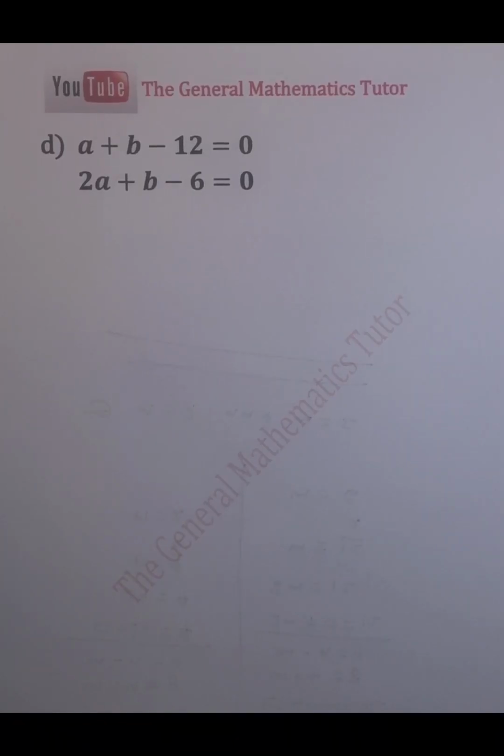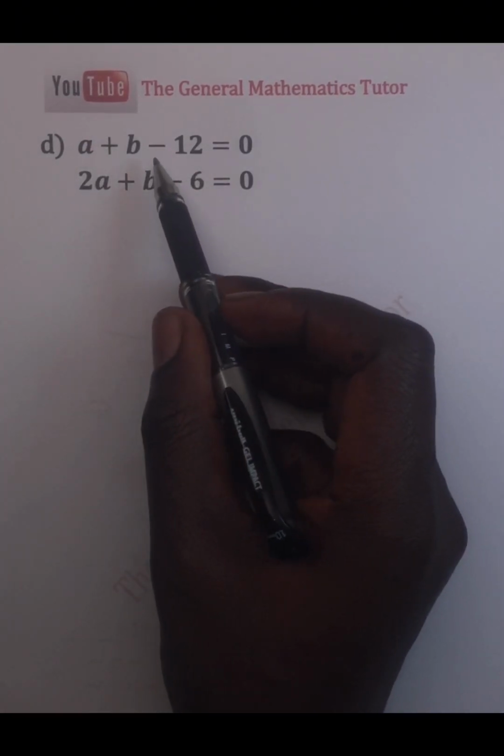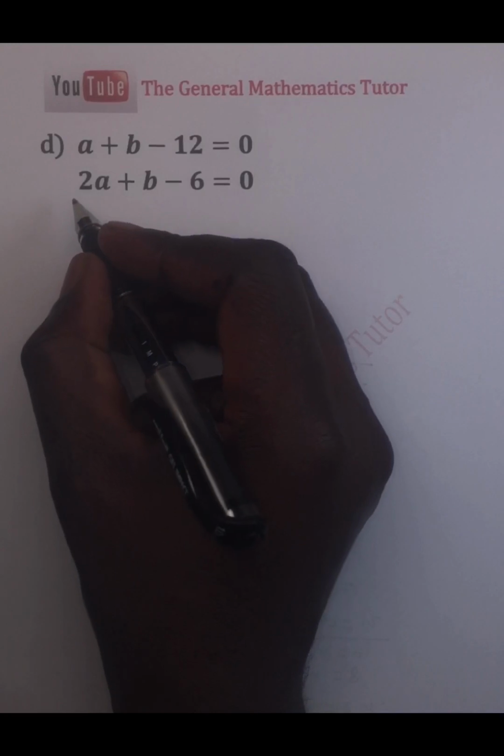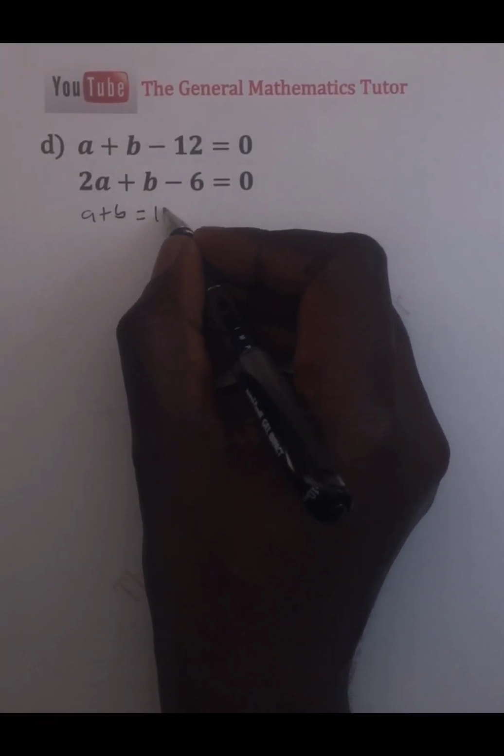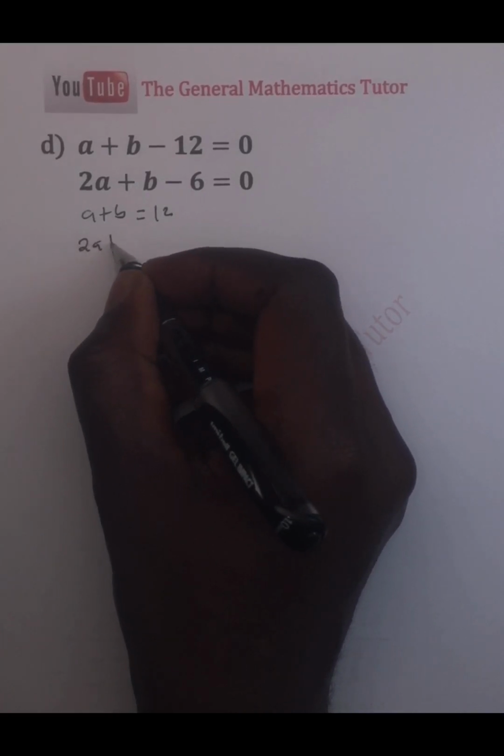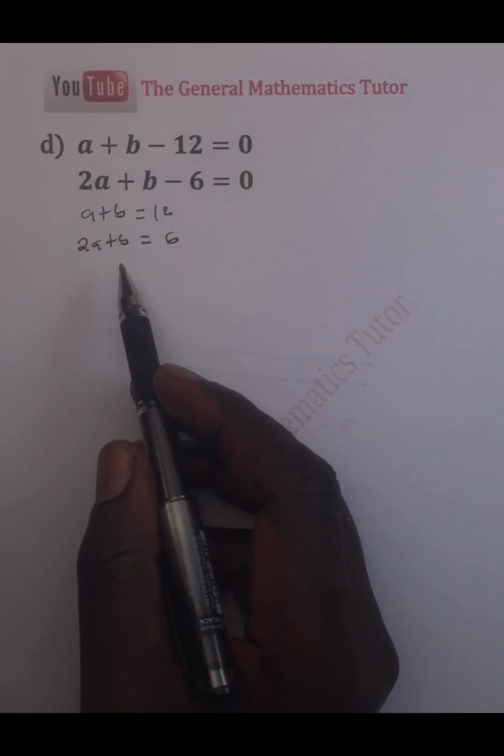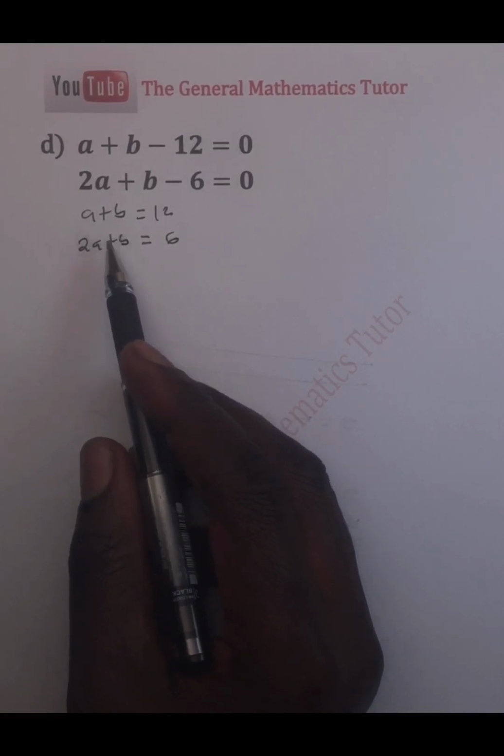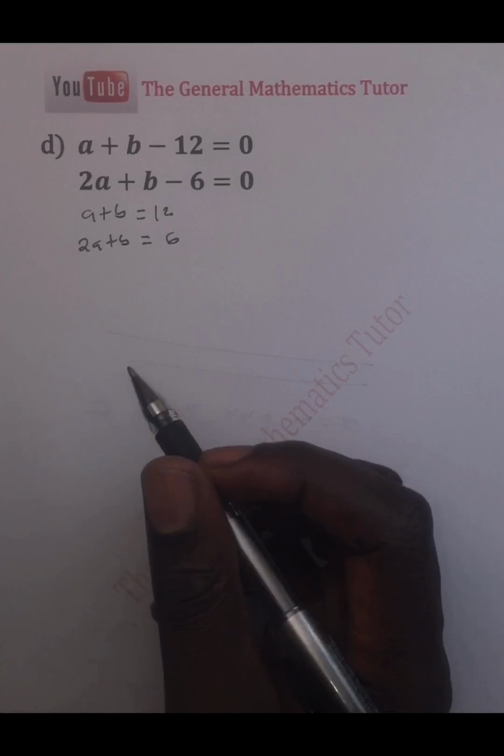Part D, a plus b minus 12 is equal to 0, and 2a plus b minus 6 is equal to 0. So the first thing, we just rewrite it such that the constant terms are on the right hand side. So we'll have a plus b is equal to 12 and 2a plus b is equal to 6. After that, we just eliminate each variable one at a time.